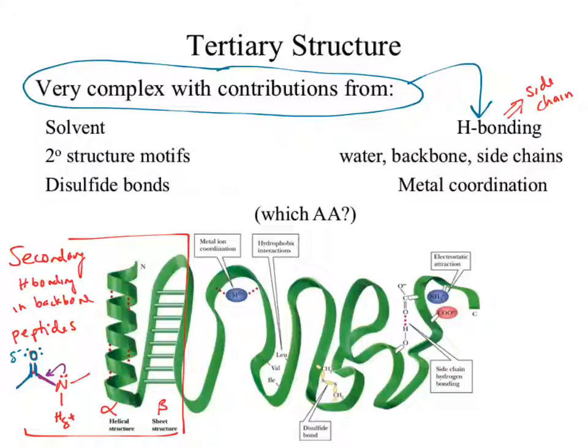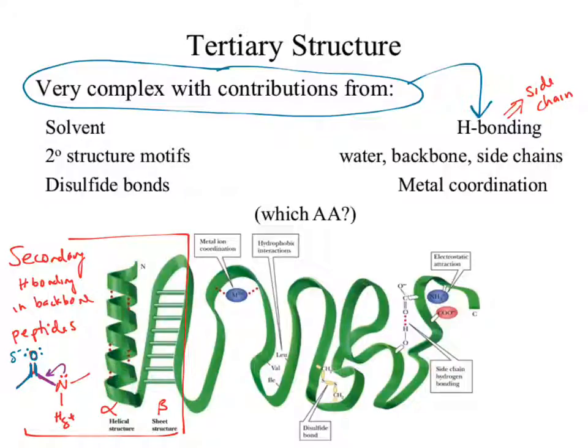Tertiary structure will still involve hydrogen bonding, but it also involves backbone, side chains, water, hydrophobic interactions, metal coordination. I don't think it's listed up there, but I will mention it here in a second: interactions with the solvent, which is very likely to be water, but it could be other solvents if we were in a different solvent system. Secondary structural motifs, if they start interacting with other parts of our protein, all of those contribute to our tertiary structure.